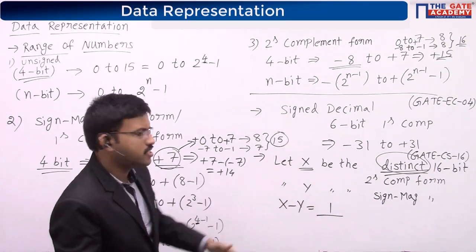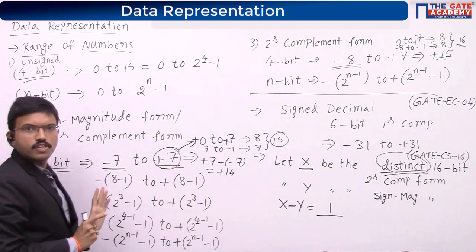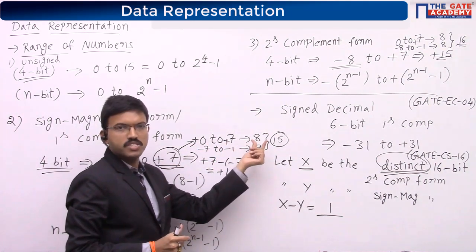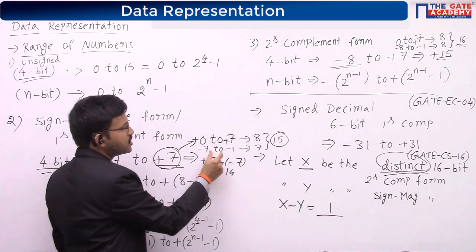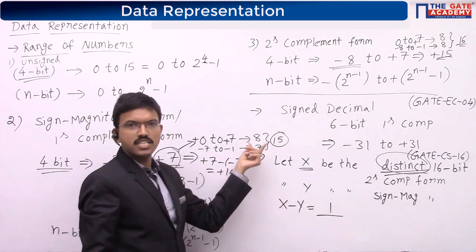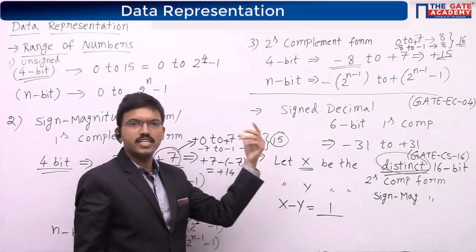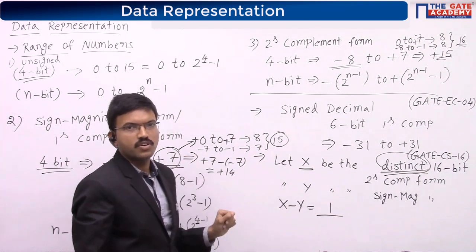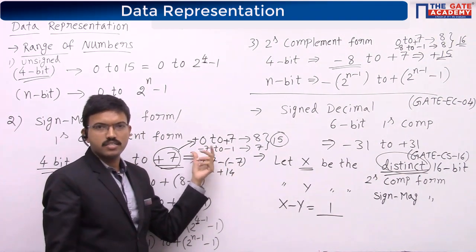For the 4-bit case in sign magnitude form, you have positive numbers plus 0 to plus 7, 8 numbers. And similarly minus 7 to minus 1, 7 numbers. 8 plus 7 is a total of 15 integers. For the 4-bit case, I am talking. So you have a total of 15 integers in 1's complement form or sign magnitude form.